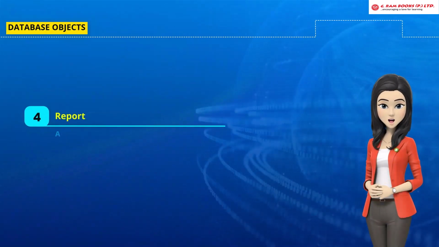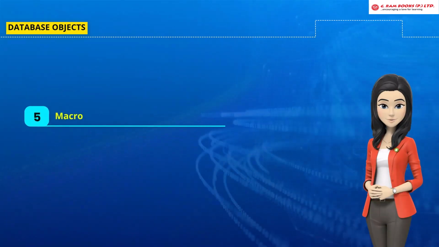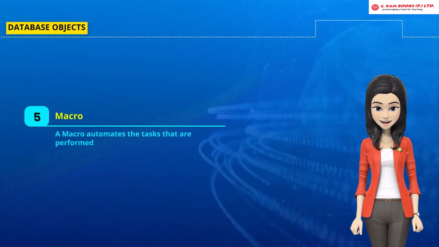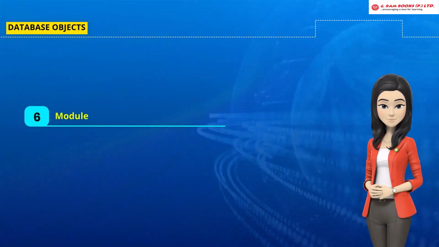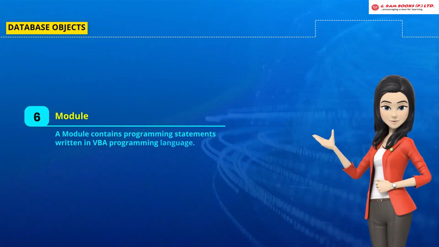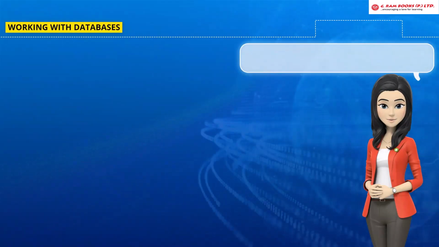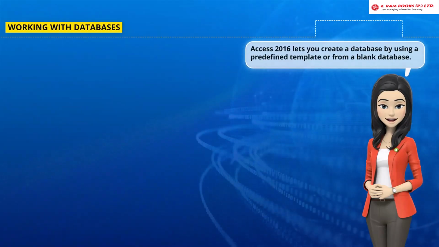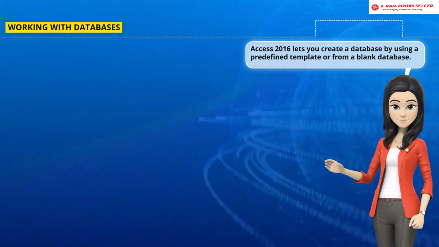Report. A report displays the data in a printable format. Macro. A macro automates the tasks that are performed more often in the database. Module. A module contains programming statements written in VBA programming language. Working with databases. Access 2016 lets you create a database by using a predefined template or from a blank database.